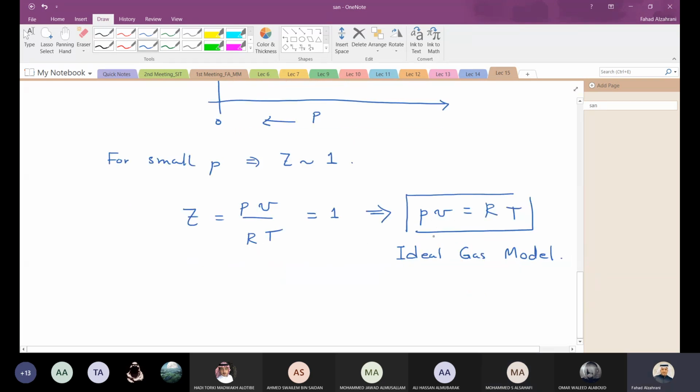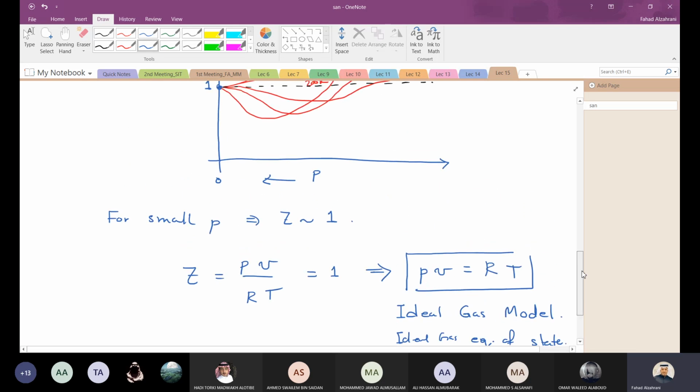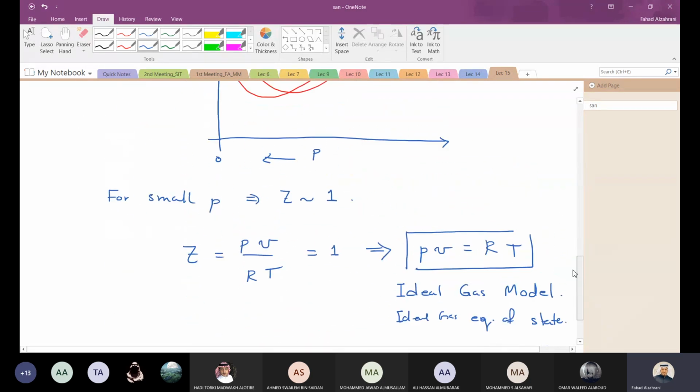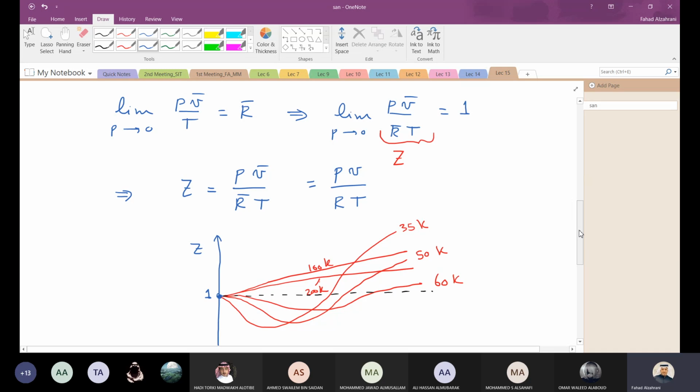Of course, this equation, PV equals RT, or any equation that relates properties for gases like this, we call it, guys, what? An equation of state. So this is the ideal gas model, or ideal gas equation of state. Yes, equation of state. Remember, this equation of state is an equation that relates the properties for gases.